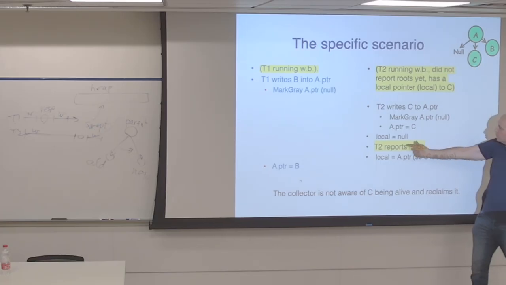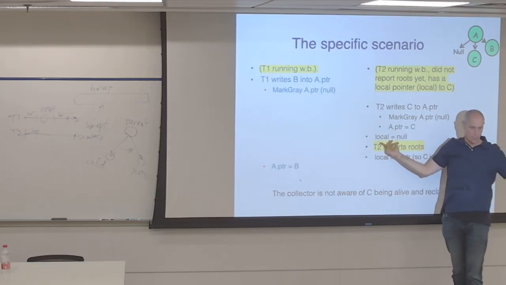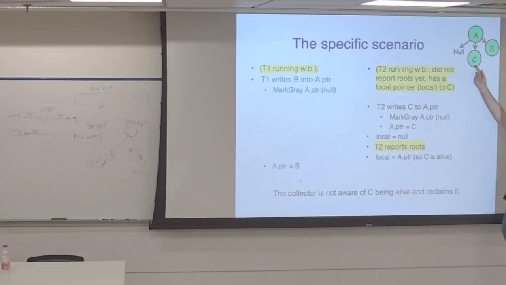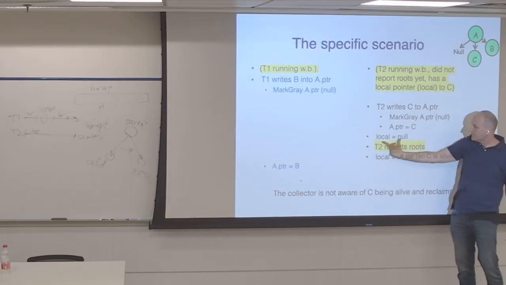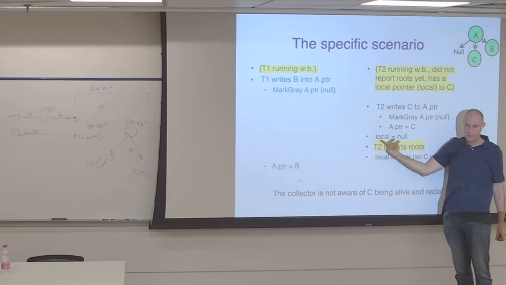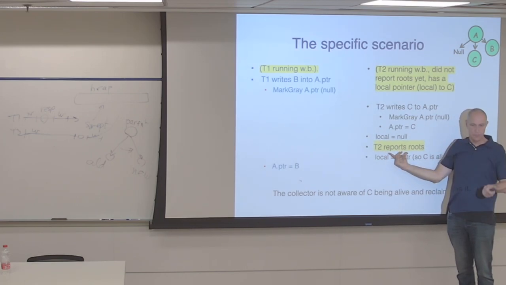Right now the collector will still see it if it traverses everything. But now T2 removes it from its local roots. So C is only referenced here. And while this happens, C is still reachable from A. But now T2 does not hold it in its roots. So it's going to respond to the collector to do the second handshake, shade its roots, but not C. C is not there.